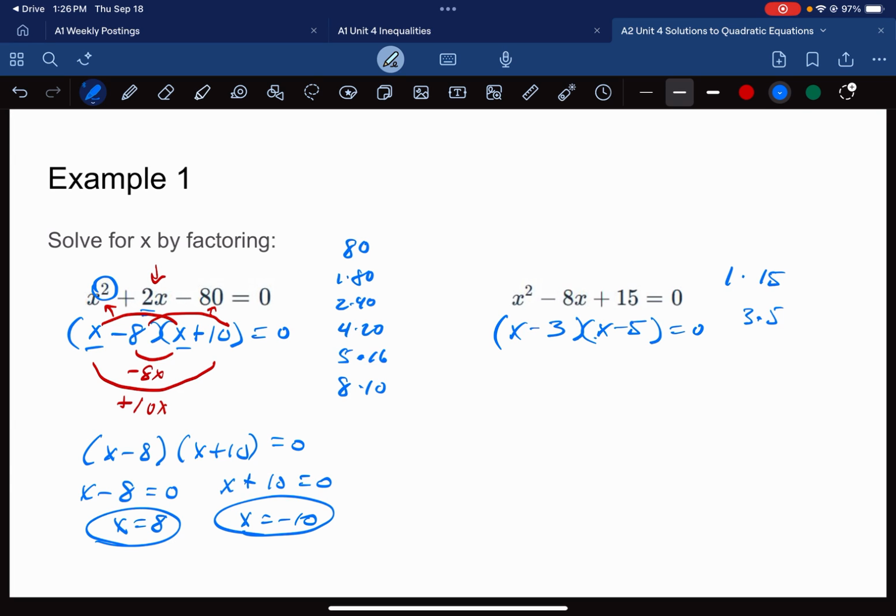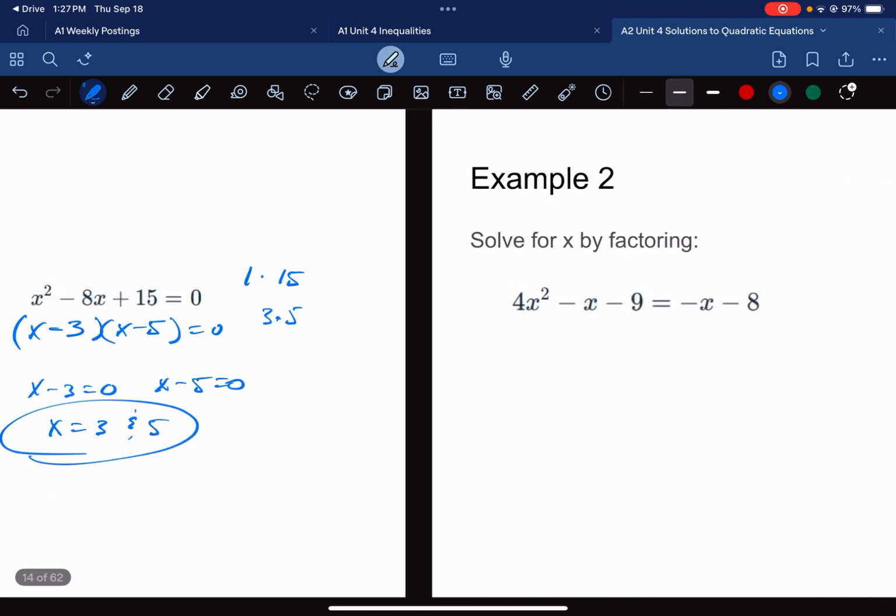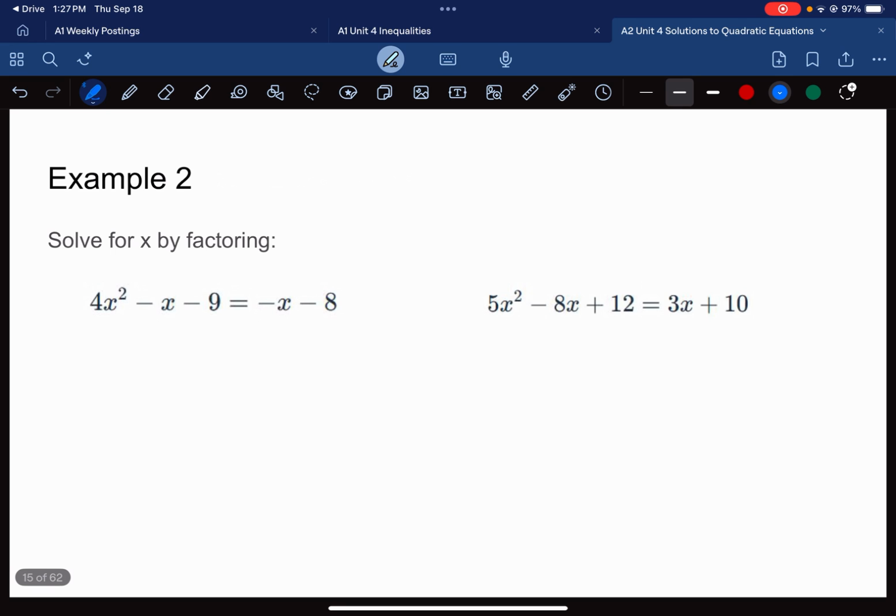Negative 3 times x, and then x times negative 5 makes negative 5x. Together they combine to negative 8x, and then set them equal to 0, and I get 3 and 5. Okay? So here's a little more difficult.